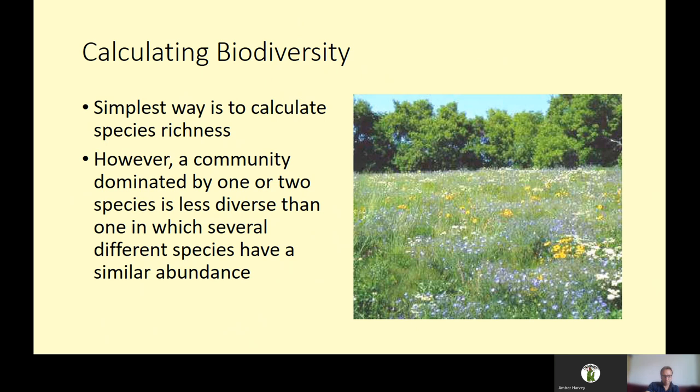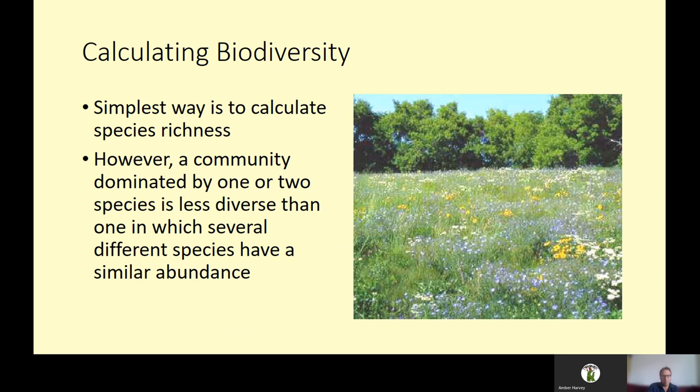We're going to talk a bit more now about how we calculate biodiversity, how we actually put a number on it. Whenever this kind of impact assessment is done, or if we're looking at changes in biodiversity over time, we need to be able to calculate it. The simplest way is to calculate species richness, the number of species that we have. But a community dominated by one or two species is less diverse than one in which several different species have a similar abundance.